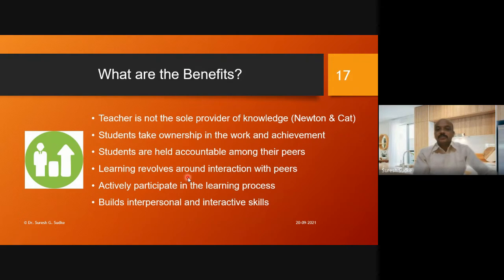The learning revolves around interactions with the peers. So it is learning by doing. And if anybody feels any issues or any problem during the conduct of that particular task, they will exchange their ideas. There should be a healthy interaction between the peers, and each participant will participate very, very actively in this learning process, and that will build the interpersonal relationship and interactive skills in our students.